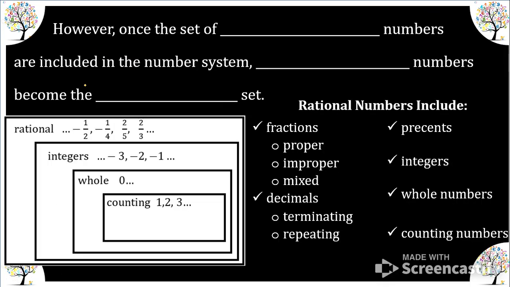Now we are adding on to this, and when we add the rational numbers, we're going to see that those include our fractions and decimals. So once we add the rational numbers to the number system, they become our least restricted and our largest set. So rational numbers include the fractions, integers, whole numbers, and counting numbers.